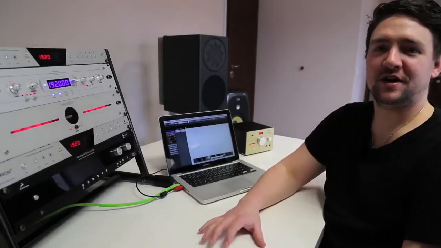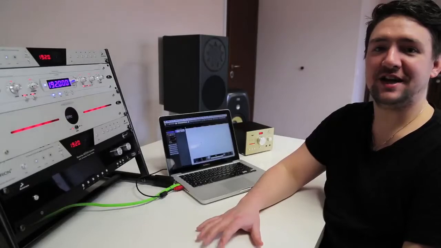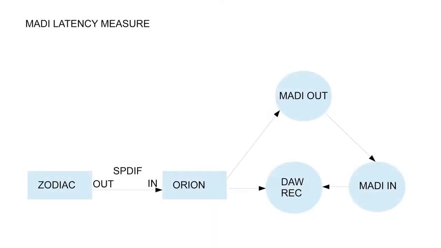In this video, we're going to look at ADAT and MADI in-out latency in samples. Firstly, we're going to look at MADI in-out latency.